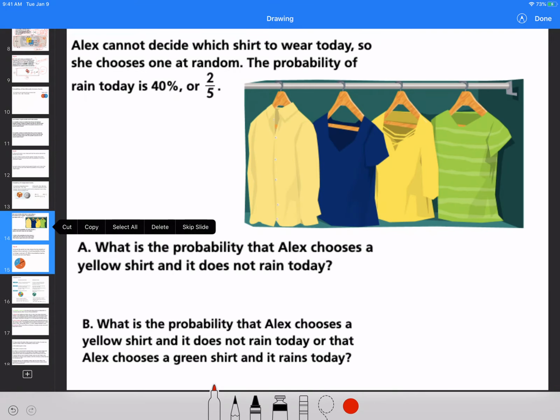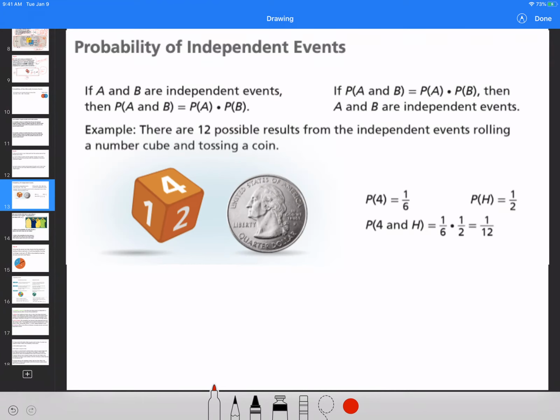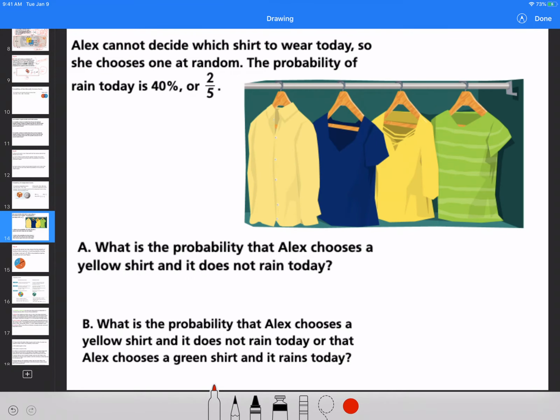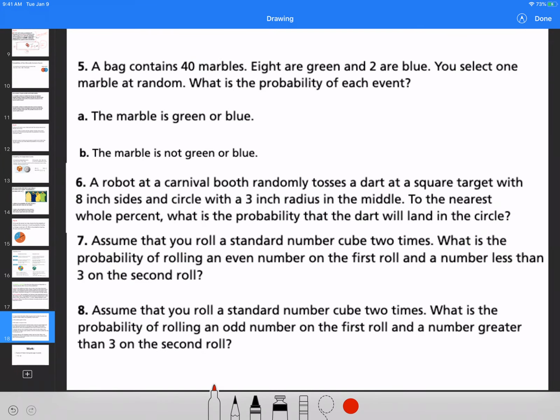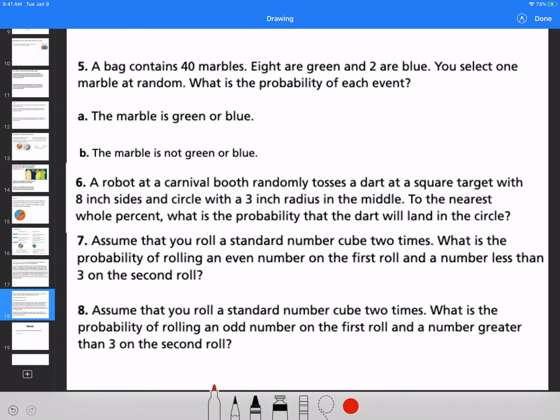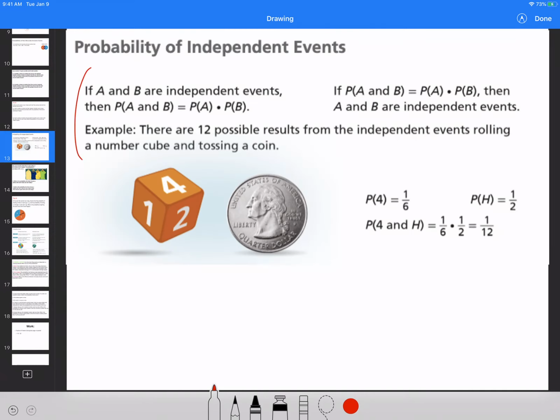Okay, so another formula. Actually, for this one, I'm going to give you the formula, and then we're just going to talk about it. I'm going to give you several questions related to this, as well as the previous selections. The complement question was really not much to do.